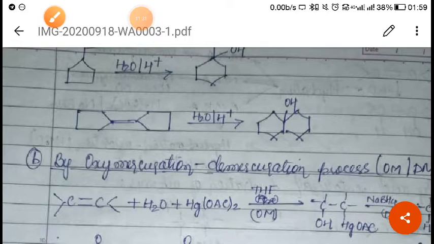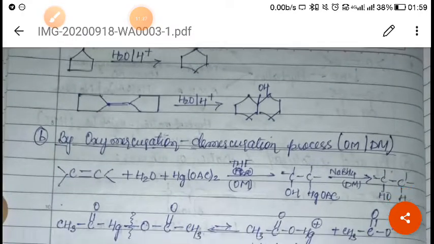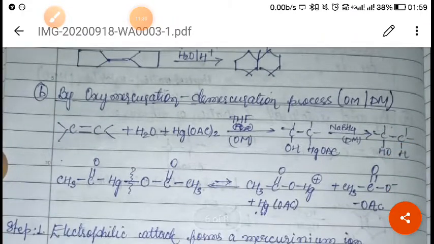Now the next method is the oxymercuration and demercuration process, the OMDM process. When we talk about the OMDM process, first of all I will give you a general idea about what is happening here. In this process, alkene reacts with mercuric acetate, Hg(CH3COO)2 or Hg(OAc)2, in the presence of water to form the oxymercuration adduct.